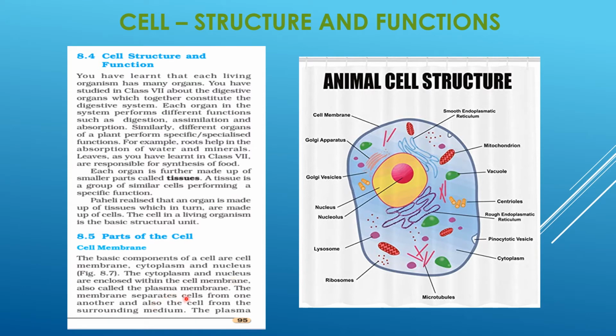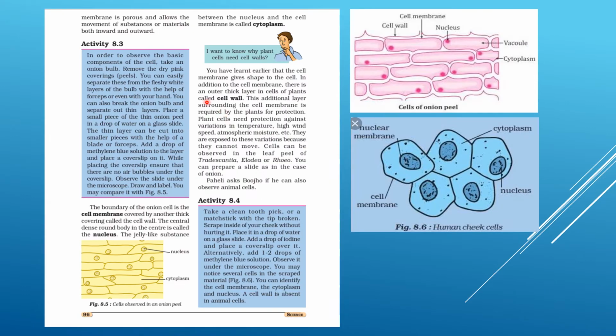It is also termed as plasma membrane. What is it termed as? Plasma membrane. What does the membrane do? The membrane separates cells from one another. It separates two cells from one another, and also the cell from the surrounding medium. Whatever the surrounding medium is, the work of the cell membrane is to separate it. The plasma membrane is porous and it allows the movement of substances or materials in both directions, both inward as well as outward. Okay, in both directions it allows.